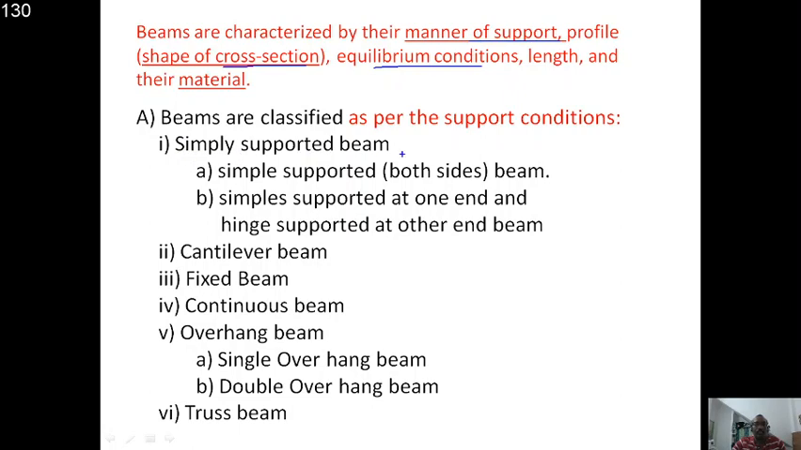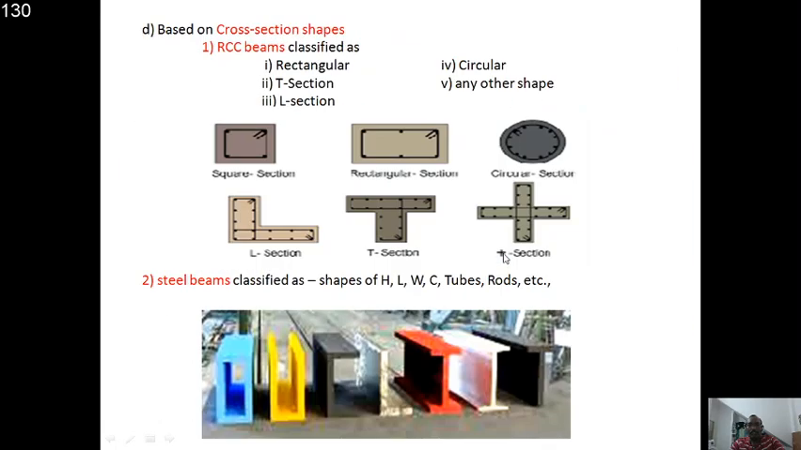That means simply supported beam, with simple support at both ends, and simple support at one end and hinge support at the other end. You understood that a simply supported beam, according to the support conditions, has a simple support at both the ends, right? And the second one, we will see which type of figure it is, right? Now you are going to see the simple support, how it will look like.